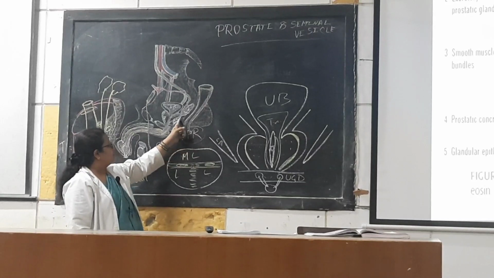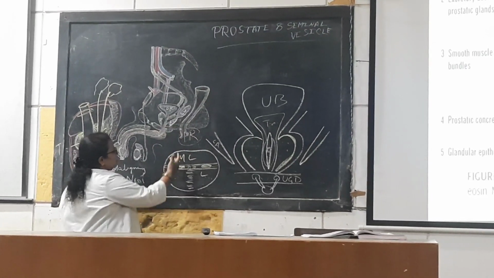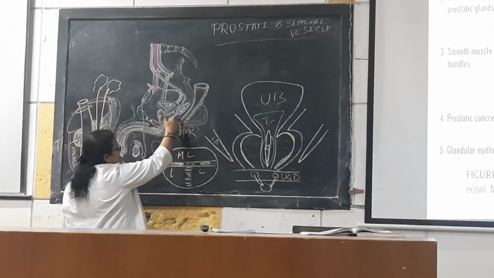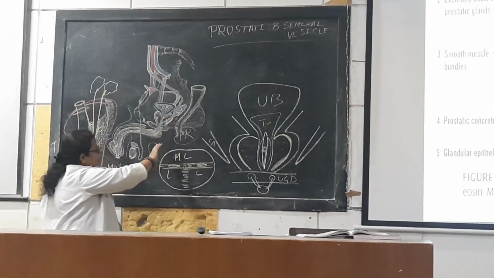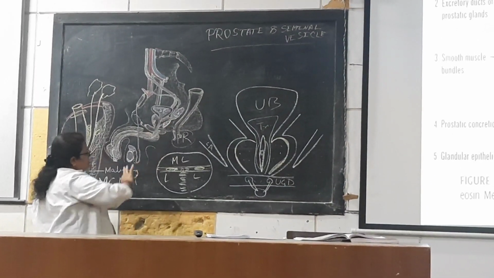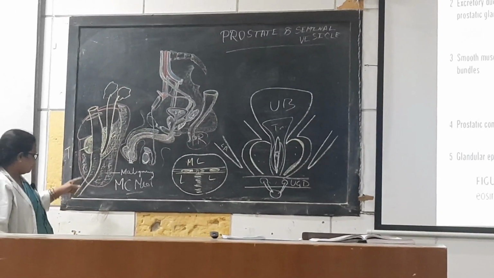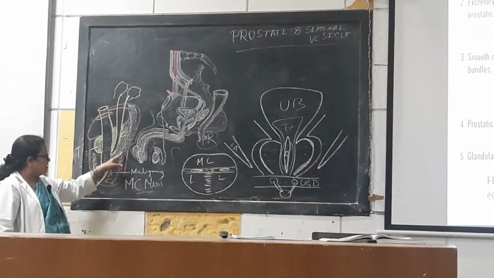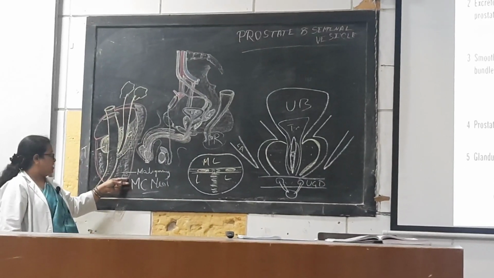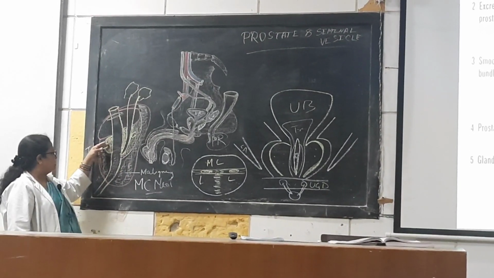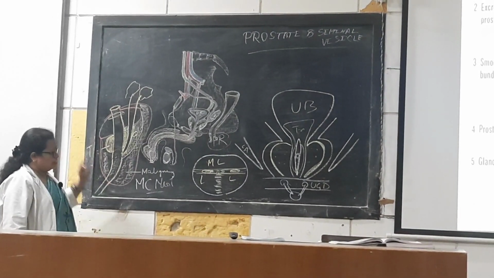Through the rectum we insert our index finger like this and feel the posterior surface of the prostate. Mostly carcinoma of the prostate occurs in the peripheral zone, and benign hypertrophy occurs in the transitional zone.